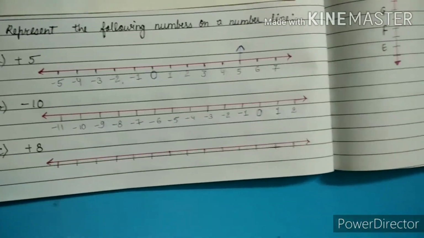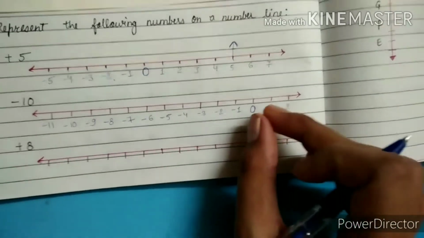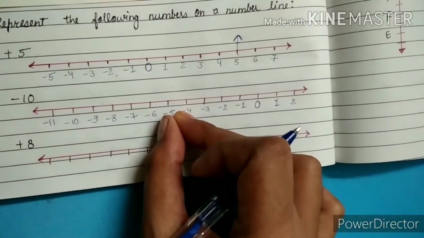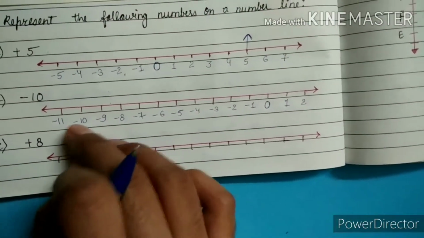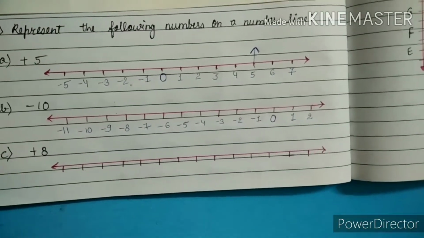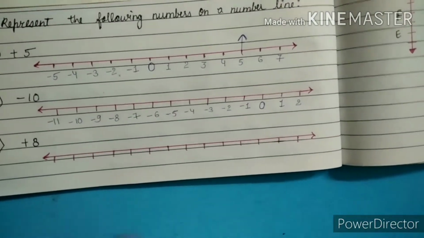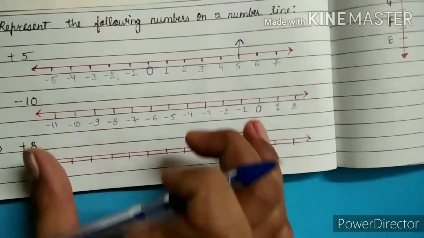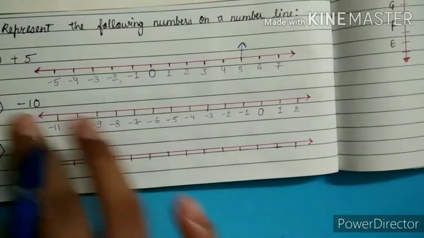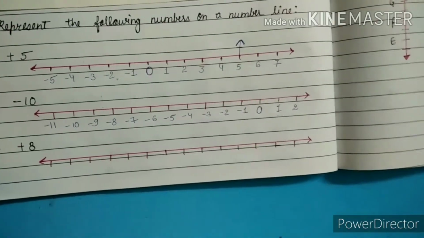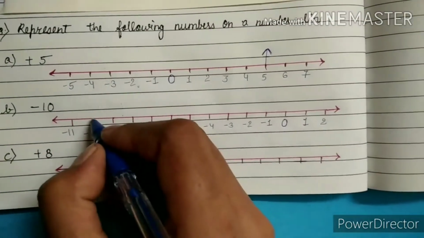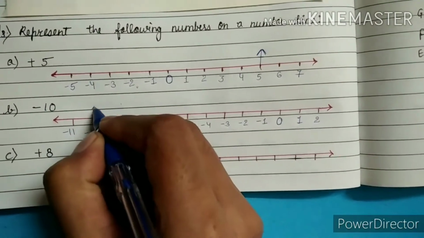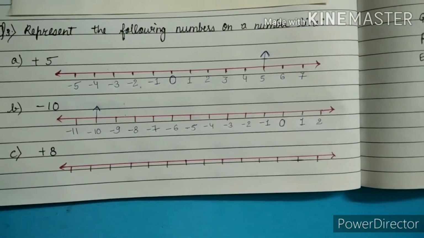negative 11. As you can see, if I put 0 in the middle of the number line, our negative 10 would not easily come on this line because our page is small. So whichever side is needed more, that side needs more space. Have you seen negative 10? Here is negative 10. So this arrow is showing negative 10.